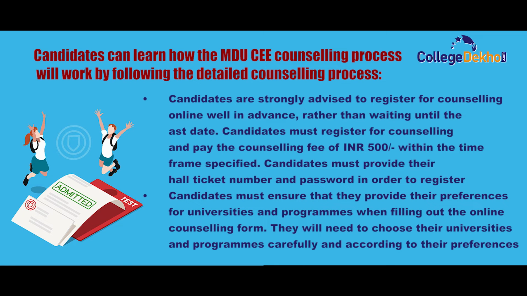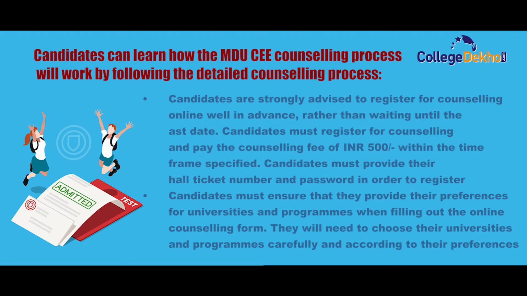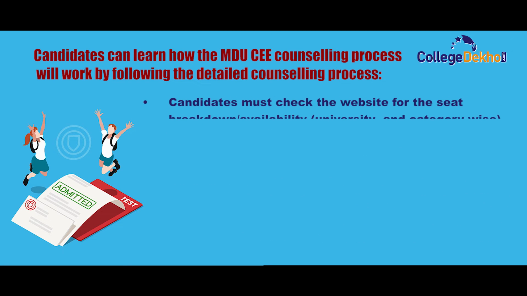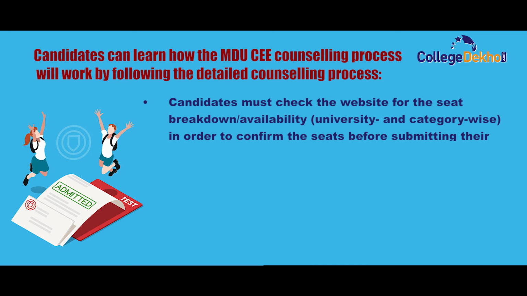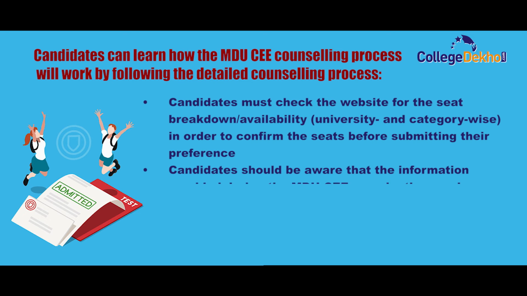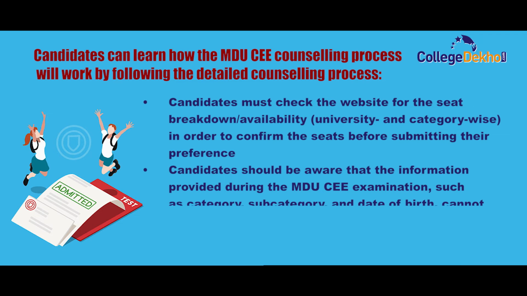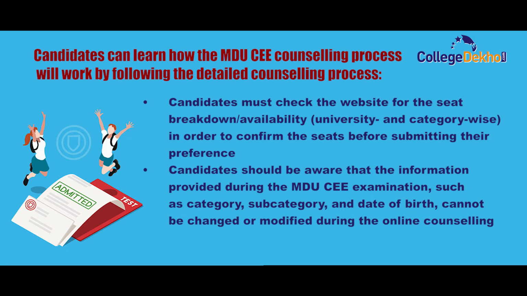They will need to choose their universities and program carefully and according to their preferences. Candidates must check the website for seat breakdown or availability category-wise or university-wise in order to confirm the seats before submitting their preferences. Candidates should be aware that the important information provided during the examination, such as category, subcategory, and date of birth, cannot be changed or modified during the online counseling or admission process.